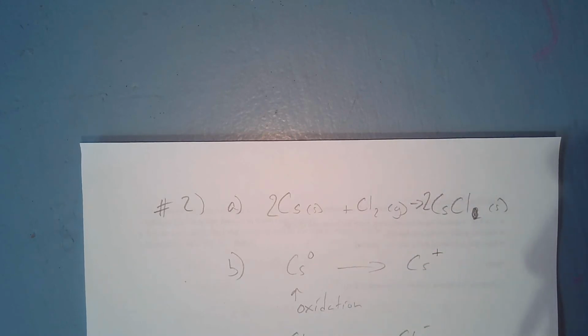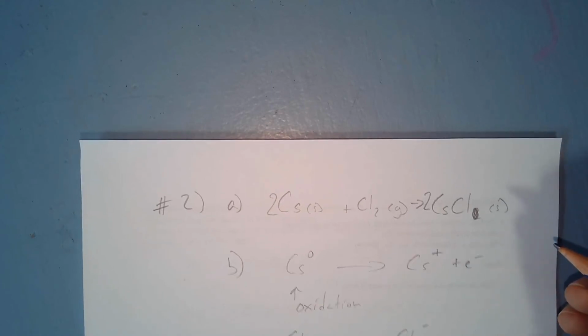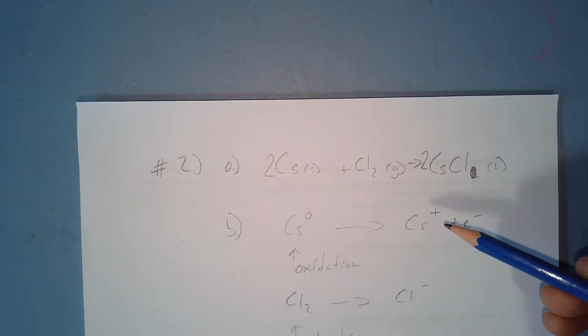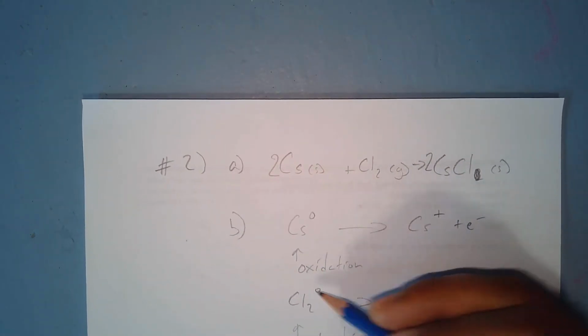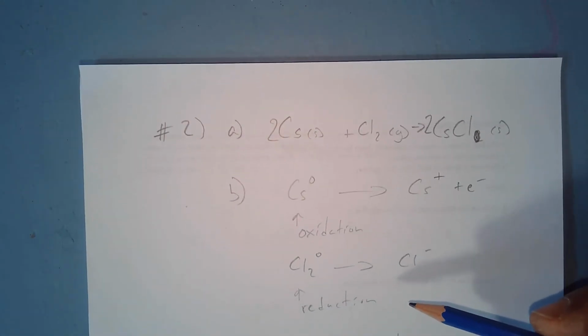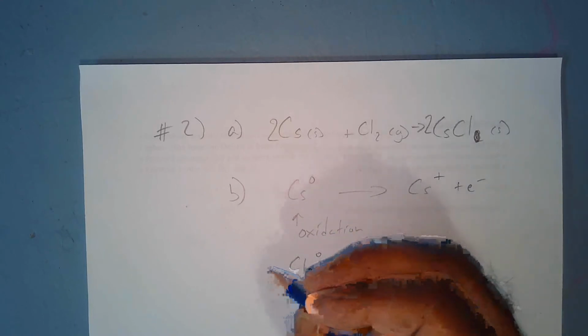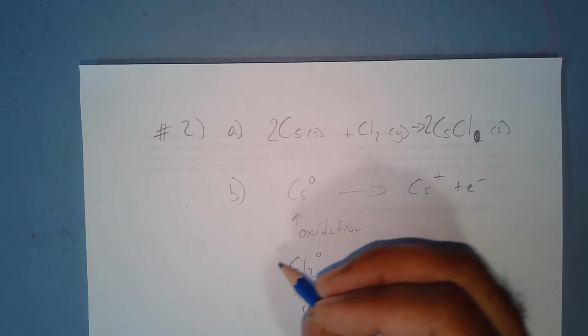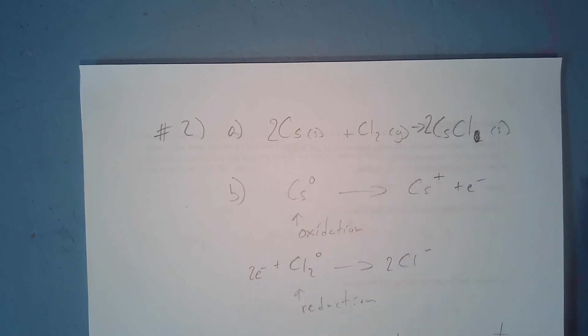That means in order to gain a positive charge, you have to get rid of an electron, right? So there would actually be an electron over here. Okay, and then the Cl2 going to chlorine ion, same idea. You're going from 0 to -1, so you're going to gain an electron. So this will be your reduction. If I wanted to balance this half reaction, I'd put a 2 there, and then there'd be 2 electrons over here. So that'd be your reduction.